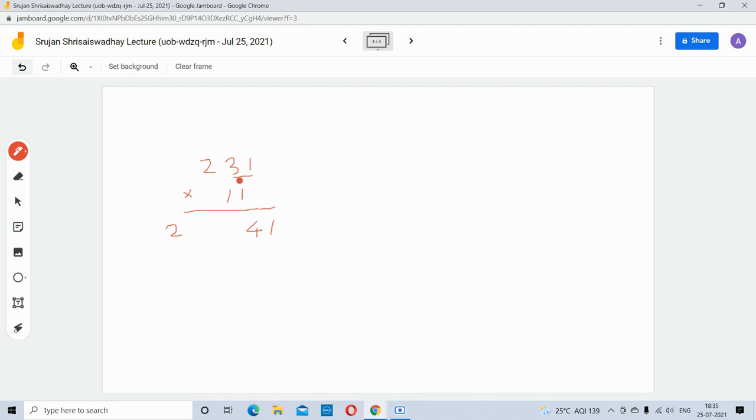So 4, then you shift to the left, you add these two digits and write it over here. So your answer is 2541. Just try it whether we'll be getting the same number or not.